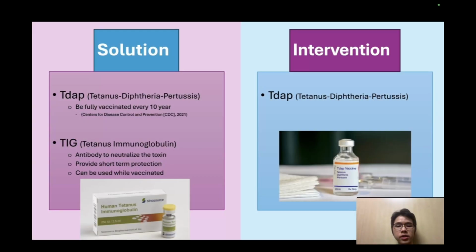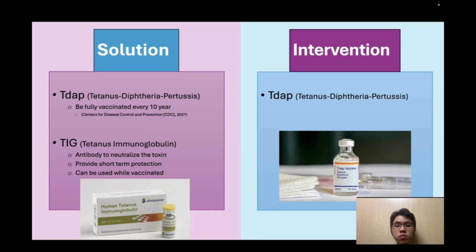Hi, my name is Lee Kaijian, and today I will be talking about intervention and solution for tetanus. For intervention, tetanus diphtheria pertussis, known as Tdap, is injected to us at a young age. Tdap is given to us as a combination vaccine that protects us from tetanus, diphtheria, and pertussis. For solution, according to the CDC, it is recommended for us to be Tdap vaccinated every 10 years to prevent any infection caused by tetanus, diphtheria, and pertussis.